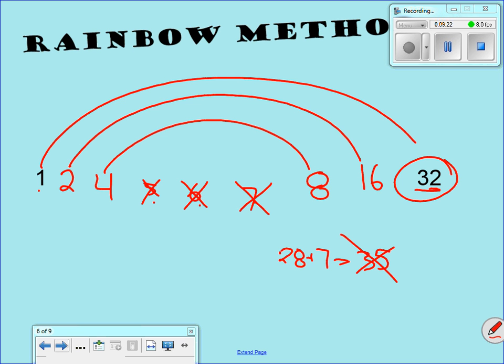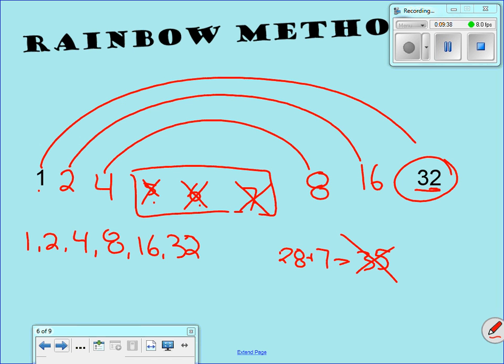So our factors for 32 are 1, 2, 4, 8, 16, and 32. You can always double check that you get all the numbers by using this crossout method right here. And then you know if you got all of the factors.